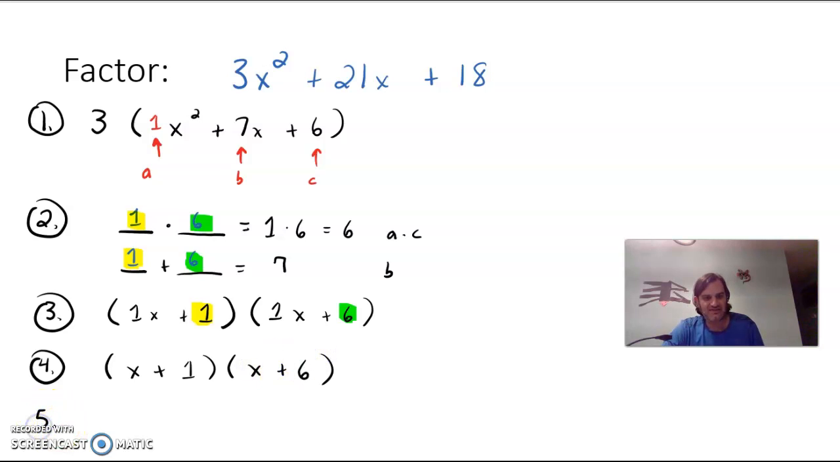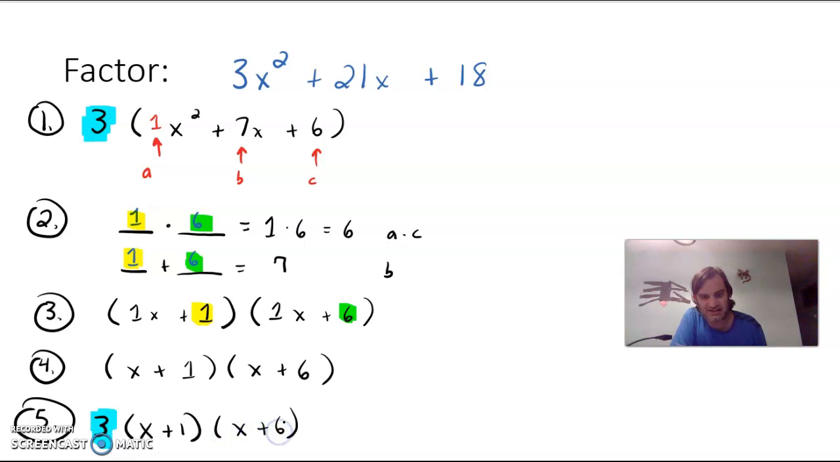So in step 5, we had this 3 way up top here that we pulled out to begin with. We're going to put that back there if you haven't carried it through. So when we factor 3x squared plus 21x plus 18, we'll get 3 times x plus 1 times x plus 6. And that's our answer.